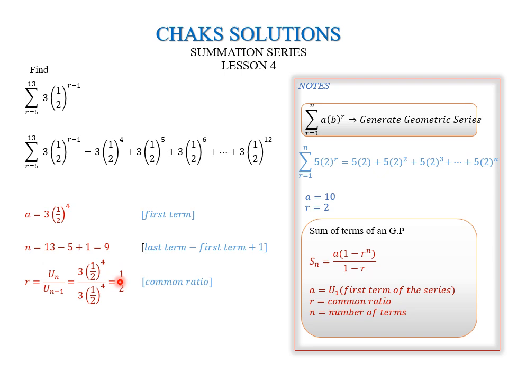Alright, so we can now find the sum of 9 terms here. The sum of 9 terms is a, open brackets, 1 minus r to the power n, over 1 minus r. Your a is this one. Then 1 minus r, your common ratio, to the power of the number of terms, over 1 minus half, which equals 27 over 2. So this is the sum of 9 terms of the given geometric series.